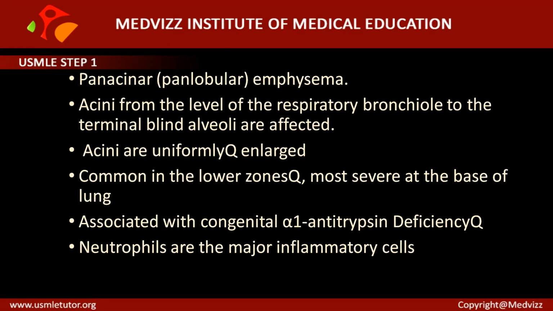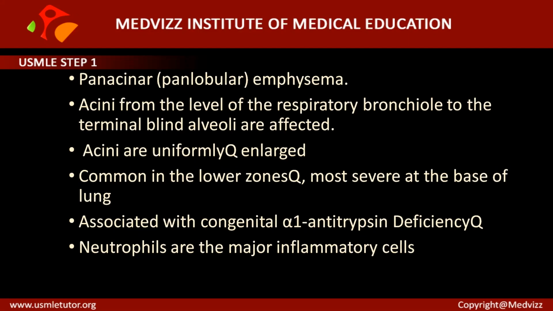But the previous one is more commonly seen in the upper lobes, more commonly at the apical areas of the upper lobes. But this one is more commonly seen in the lower zones or lower lobes, we can say most severe at the base of the lung, pan-acinar emphysema. And this type is not associated with smoking.